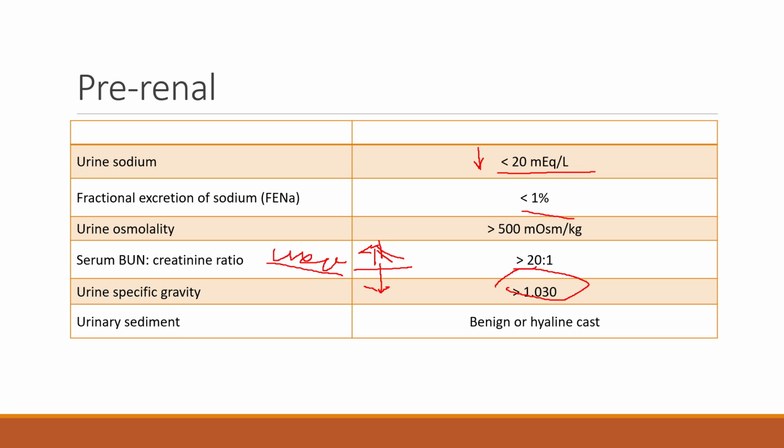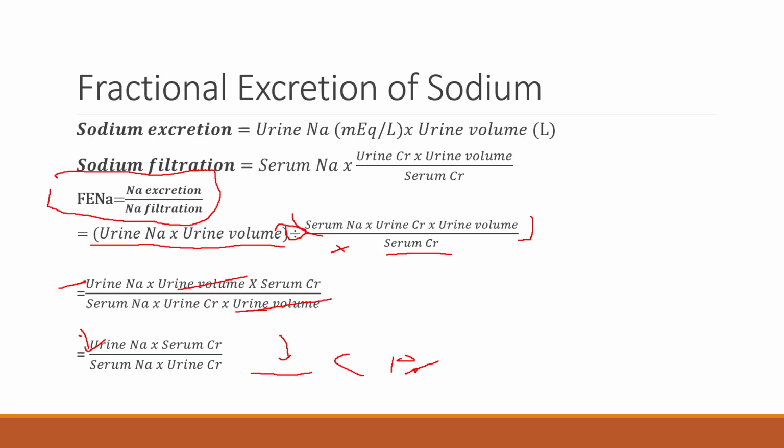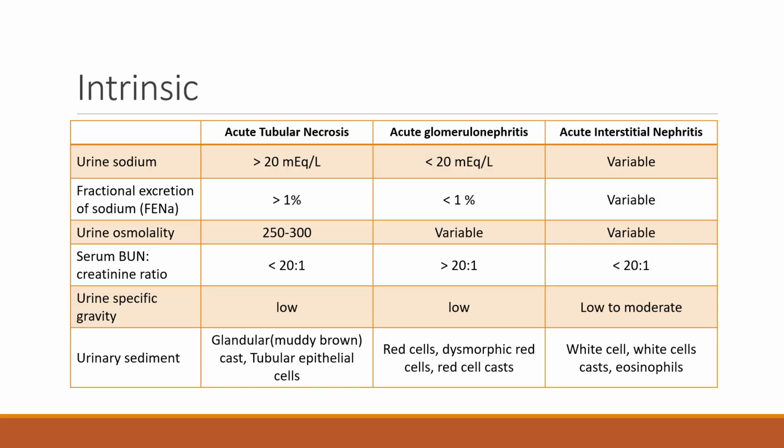So now you understand low urine flow. It must be because of any pre-renal situation. So you can come up with a diagnosis of this is a pre-renal AKI. For the intrinsic AKI, the lab value varies.